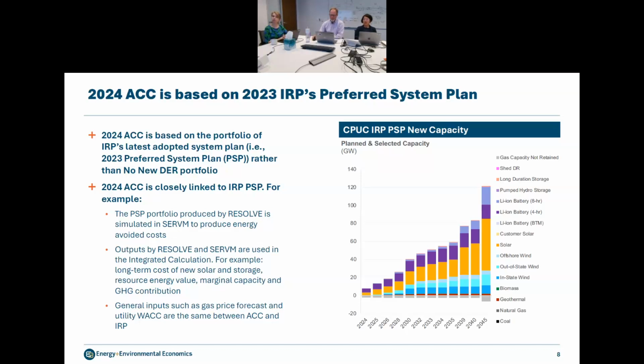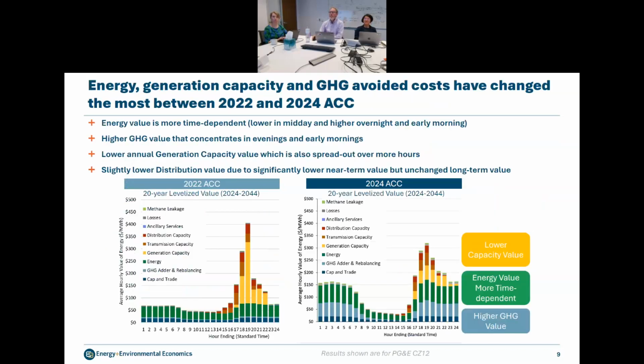The key takeaway is that the PSP case is planning to build a significant amount of solar, marked in orange, and storage, marked in purple. And overall, we see that the California system would see a pretty dramatic transformation in the next few years. All right, let's move on to the next slide.